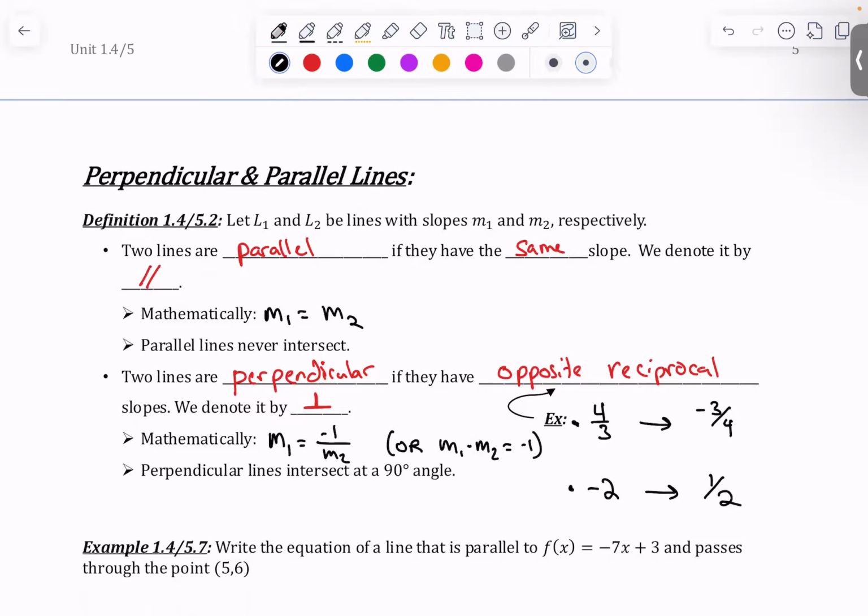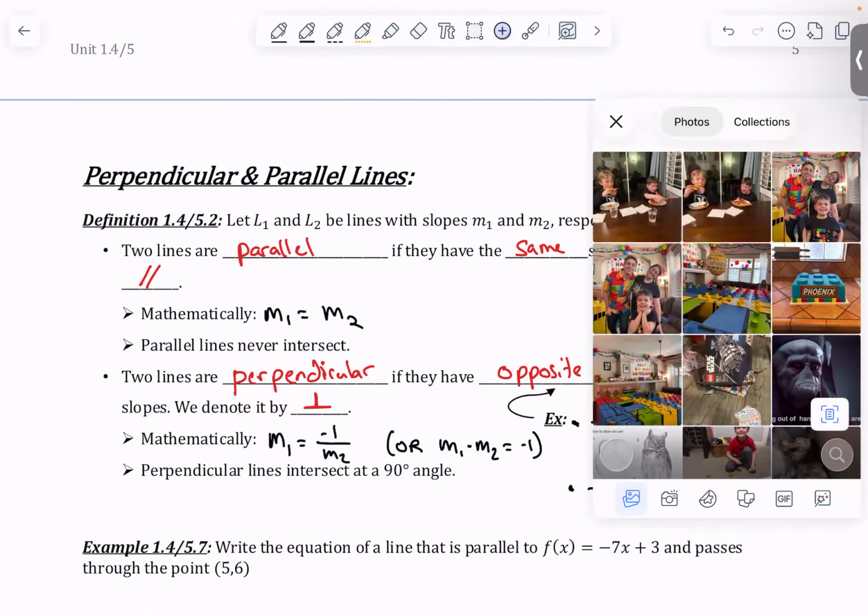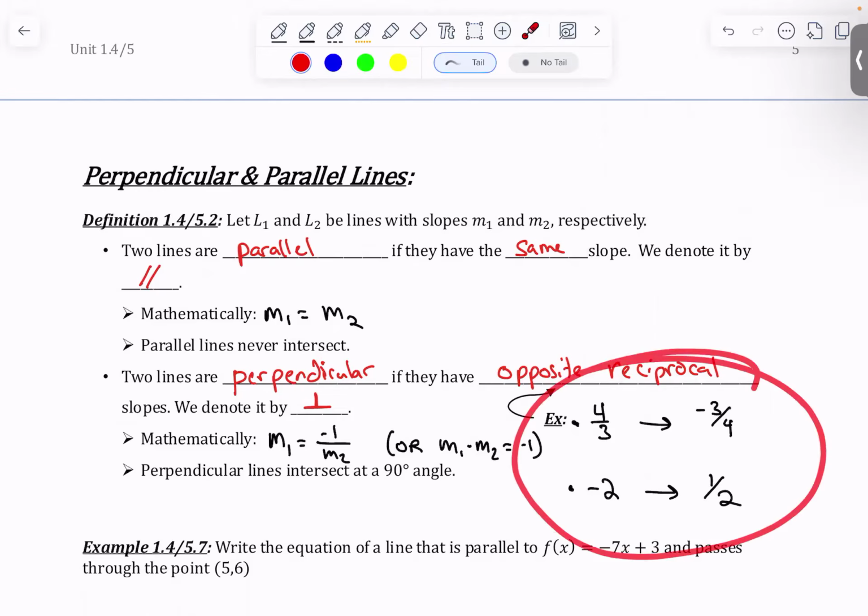All right. The most important thing you need to know is that it's the opposite reciprocal. Doing that is the most important thing.